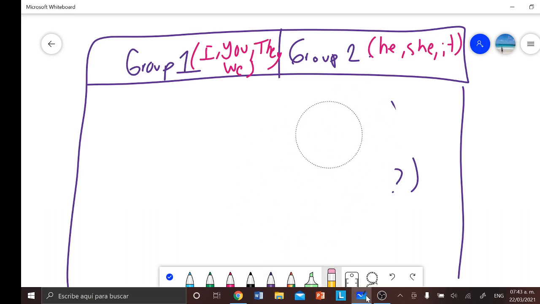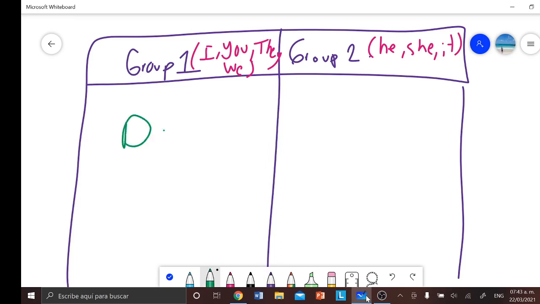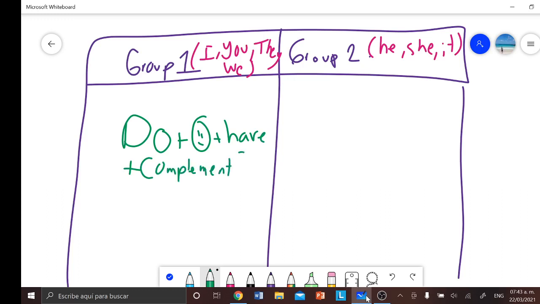Let me just tell you how it is. First of all, the auxiliary that we always use with the group number 1, or when the subjects are in the group number 1, is the auxiliary do, okay? So do is gonna be the first thing that we have to write when we are creating the question, okay? So do, and then after that we write our subject, and then we are gonna use the auxiliary have, and then we are gonna add our complement. O sea, hacer lo que resta del complemento de la pregunta.